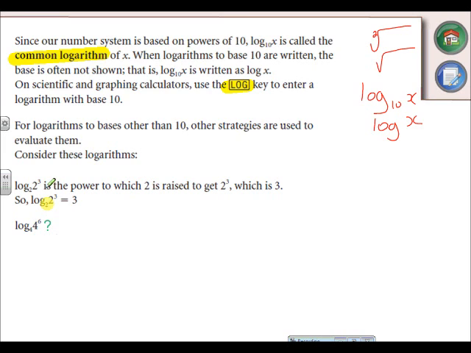So we're saying 2 to the what equals 2 cubed. That's really what we're saying. We're saying 2 to the what equals 2 cubed. Oh, that what is the 3.